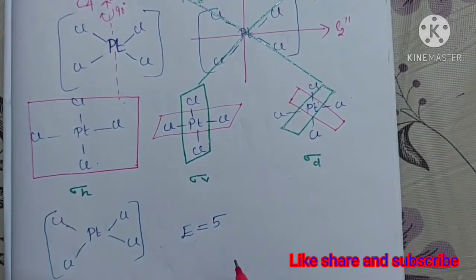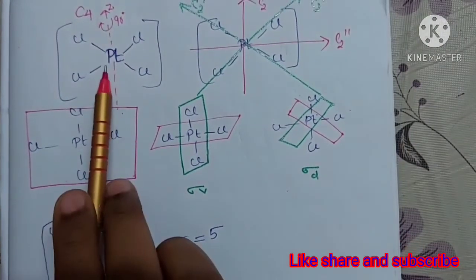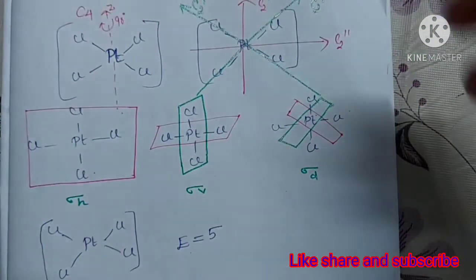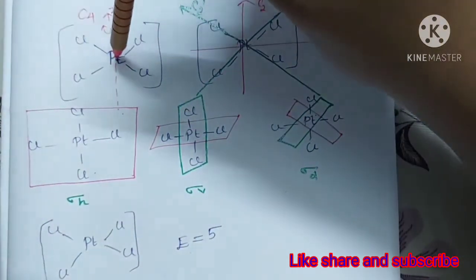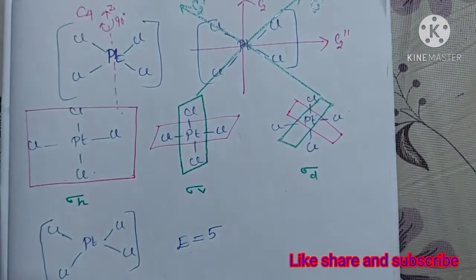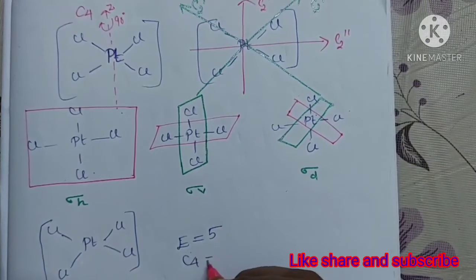Next, we have to do the C4 axis of rotation, and the C4 axis passes perpendicular to the plane, and while we are rotating perpendicular to the plane, then the platinum alone will remain unshifted. So in the case of C4, the number of unshifted atoms will be 1.